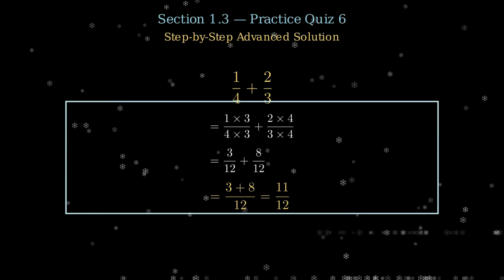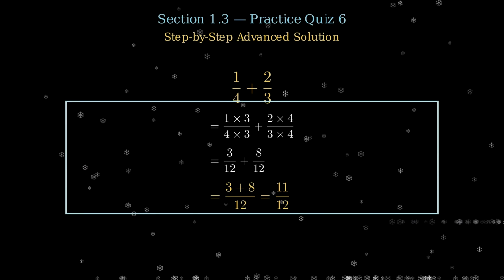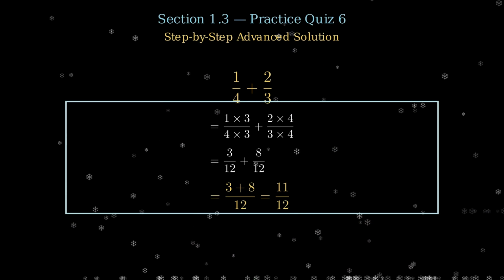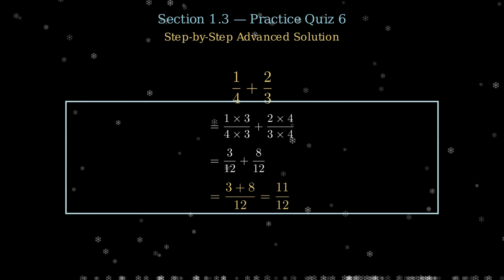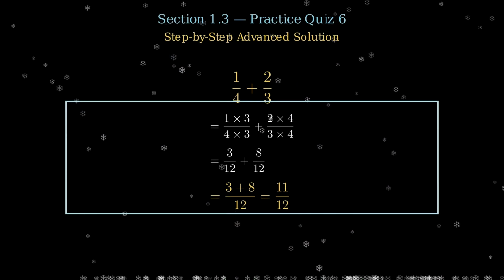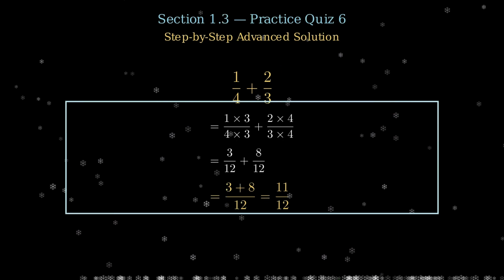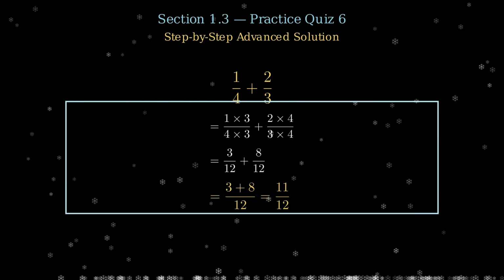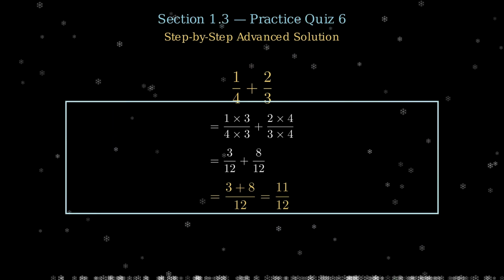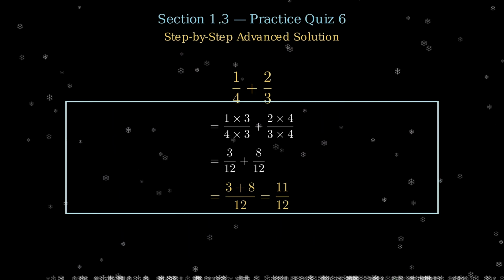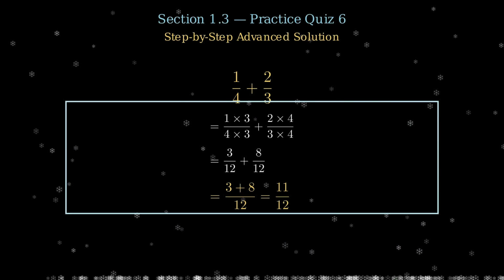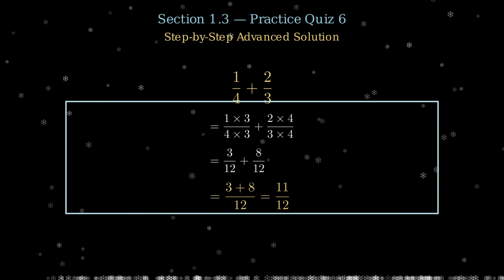We convert 1 over 4 by multiplying the top and bottom by 3, making it 3 over 12. We convert 2 over 3 by multiplying the top and bottom by 4, making it 8 over 12. Now that they share a common denominator, we simply add the numerators, 3 plus 8. This gives us our final answer, 11 over 12.